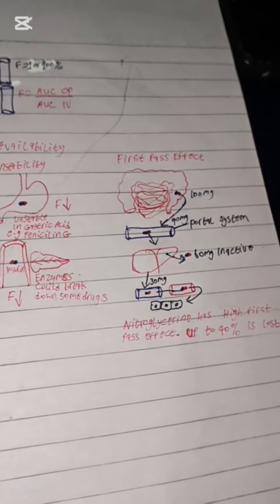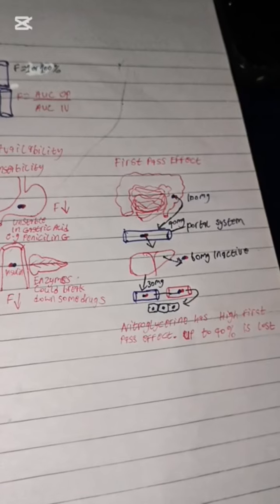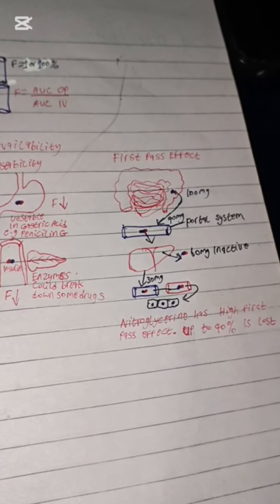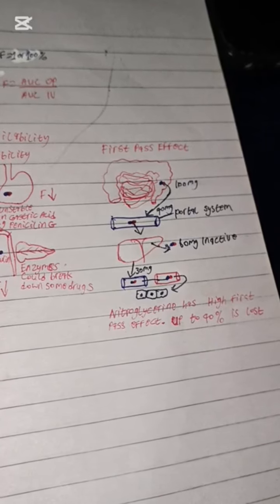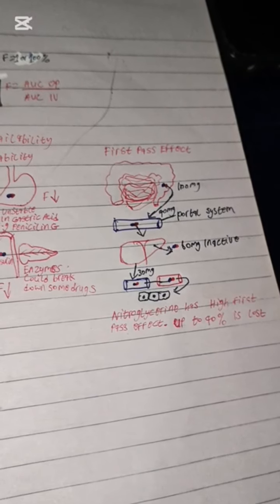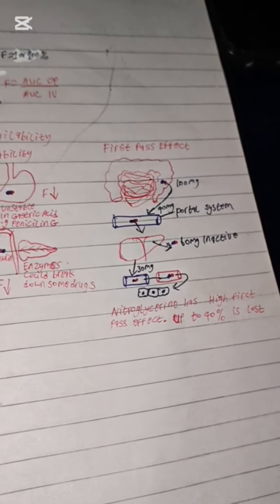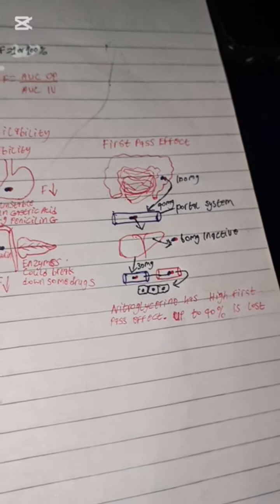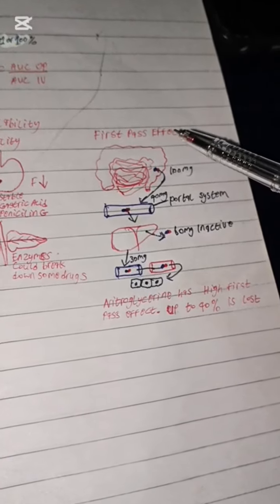So drugs with a high first pass effect will have a low bioavailability. For example, nitroglycerin has a high first pass effect and up to 90% of the drug is lost. So basically this drug is useless if not given through IV or other routes that will reduce this first pass effect.